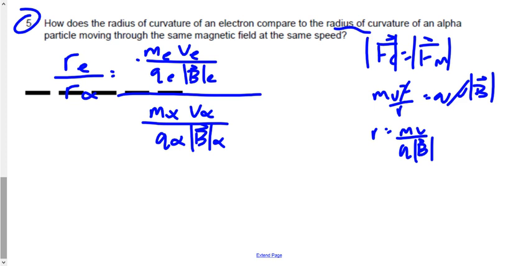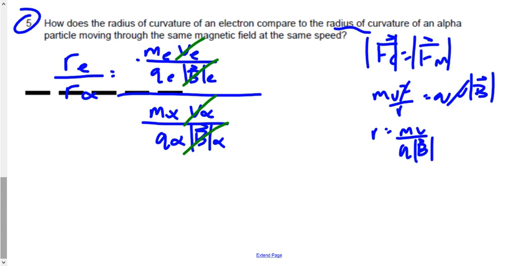But there are a couple of ways to simplify this, to make it look simpler. Kessler, what do you want to do here? Okay. Yeah, Quinn? You can cross out both the speed and magnetic field. Good. How come you can cancel out the speeds? Same speeds, right? And the magnetic field, same reason, because it's the same magnetic field throughout. So that leaves us with me over q divided by m over q.